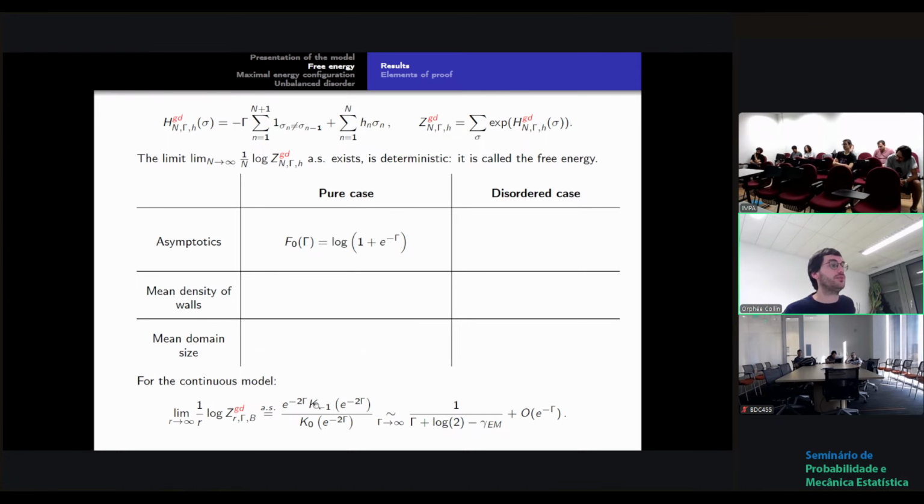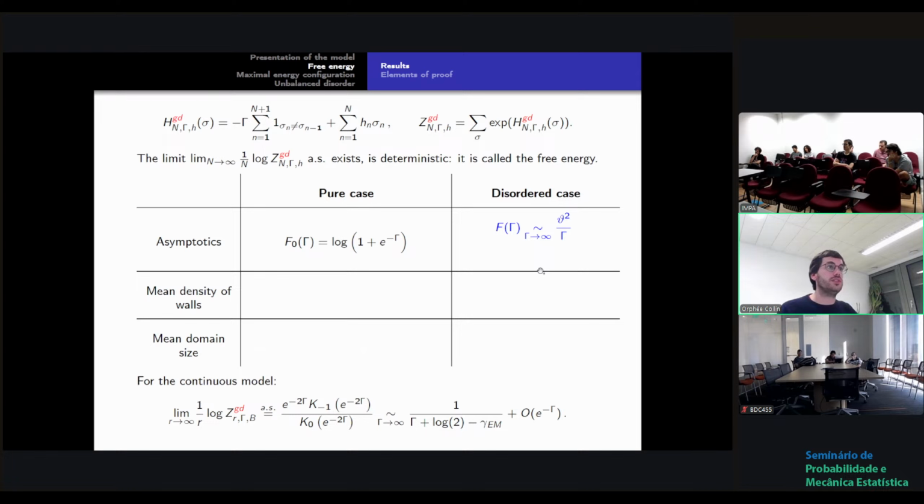Okay, these functions are Bessel functions. It's not important to know which ones exactly, but what's important is that we can develop this expression, and the expansion takes this form, which is surprisingly quite regular. All the expansion in powers of 1 over gamma is only given by this constant here in the denominator. And this gamma em is the Euler-Mascheroni constant.